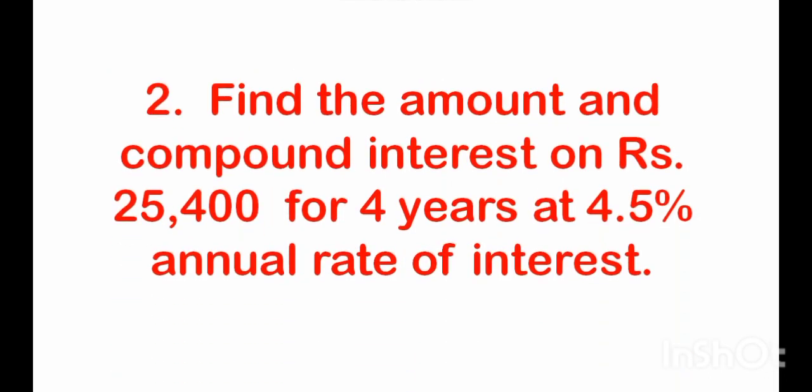Find the amount and compound interest on rupees 25,400 for 4 years at 4.5 percent annual rate of interest. Sorry students, annual rate of interest. So I hope this is also the same method. Just apply the same methodology here, but here they have given 4 years, so there is an extra step. Okay, let's do the solution.